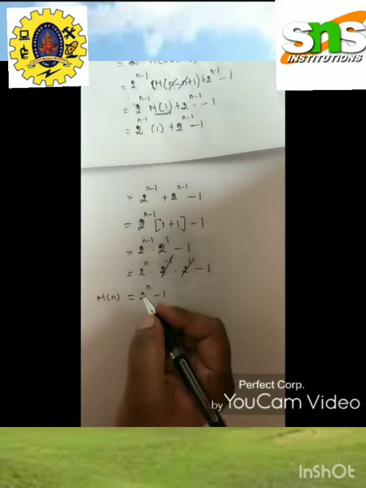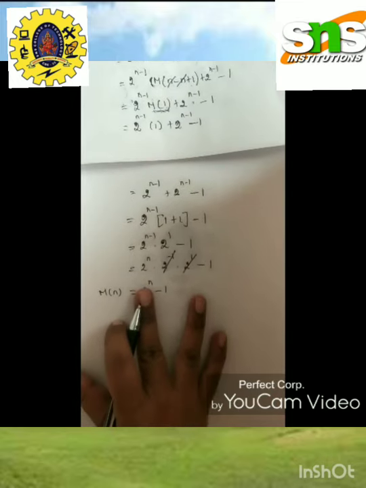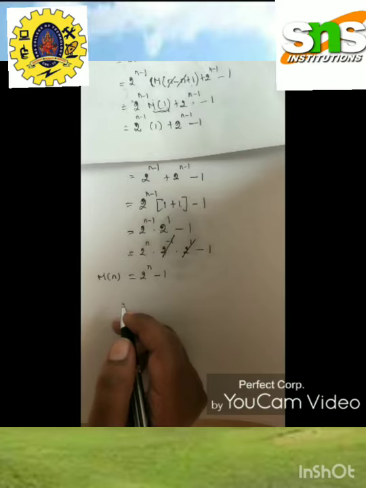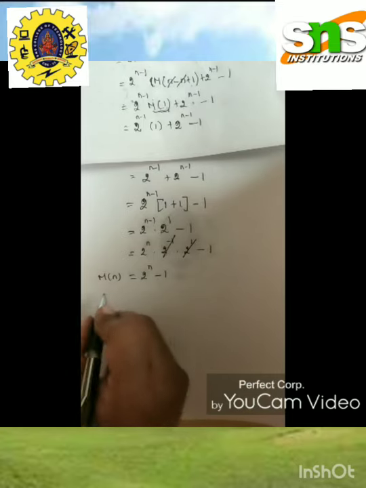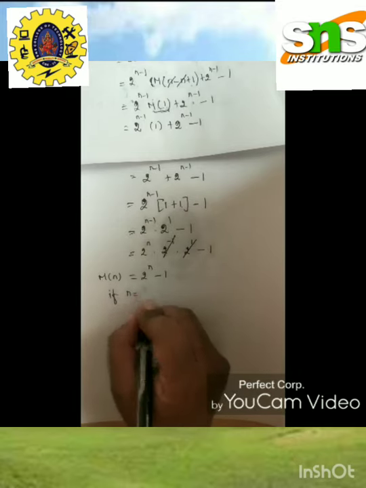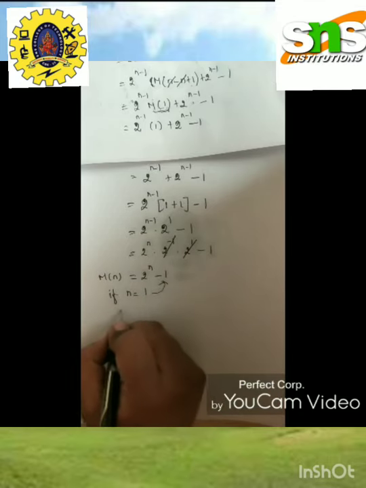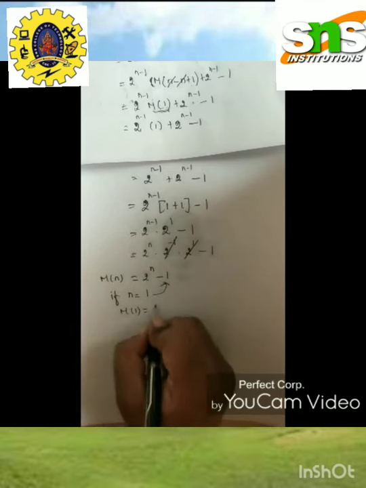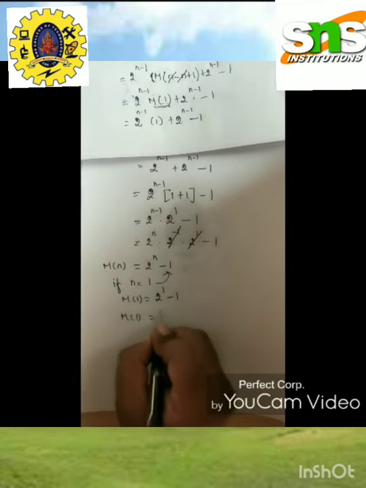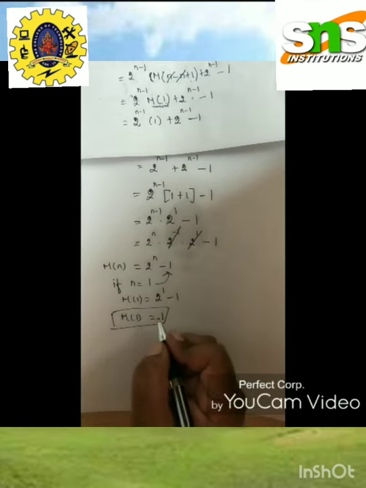So here I am going to prove the basis. Basis is nothing but I am going to prove m of n is equal to m of 1 is equal to 1. So if n is equal to 1, I can apply this: m of 1 is equal to 2 power 1 minus 1. So m of 1 is equal to 2 minus 1, which is 1. So it can be proved. So the basis can be proved here.